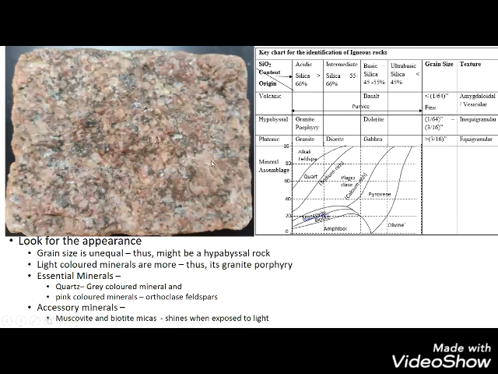The minerals you are seeing are pink in color. For pink colored minerals, if you remember what you have studied, two things: one is rose quartz, the other is flesh colored orthoclase feldspar. Orthoclase feldspar means alkali feldspar. So it is certain that it is granite, porphyry. Based on the chart, you can write the table over here.